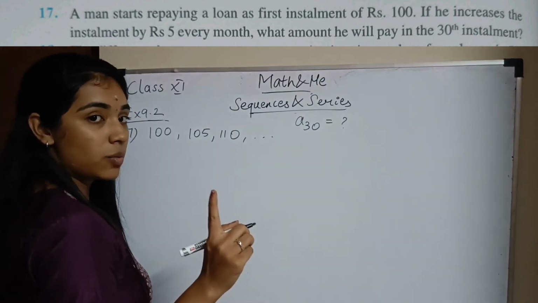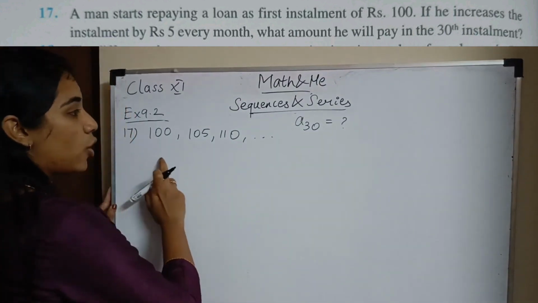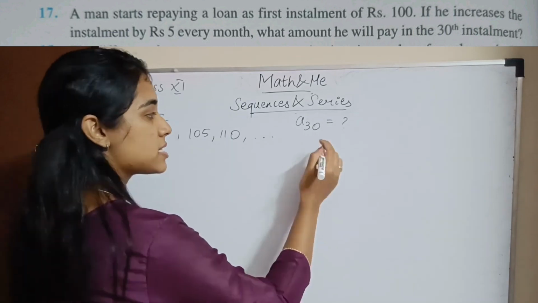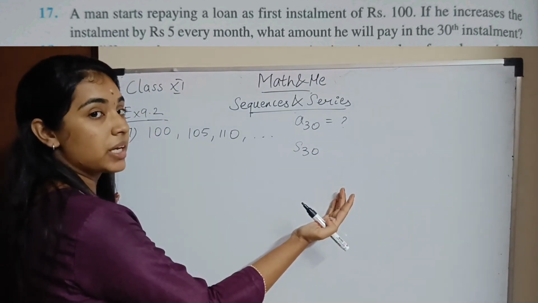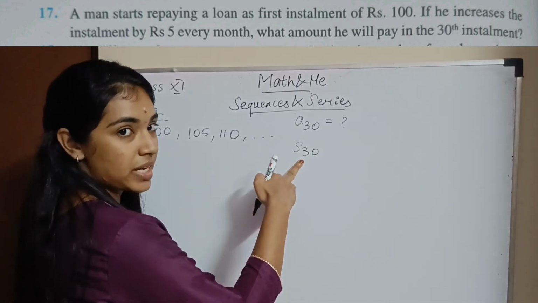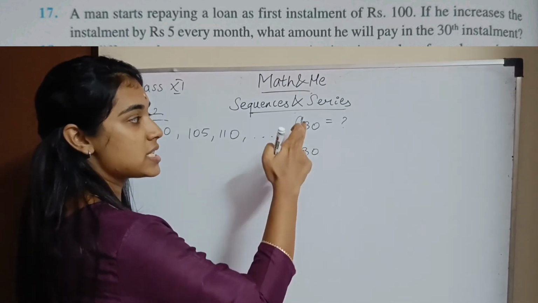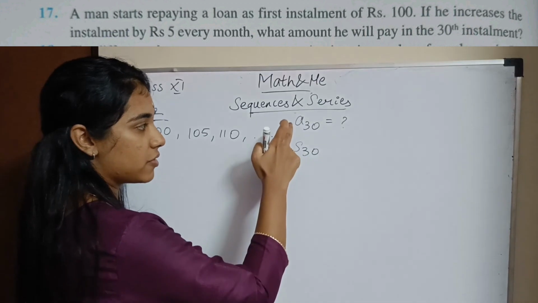They have not asked what he would have paid in all of his 30 installments. If they asked how much he has paid in total up to 30 installments, you should have found the sum. But they are asking how much he is going to pay in his 30th installment. Okay? Understand the difference between the two.